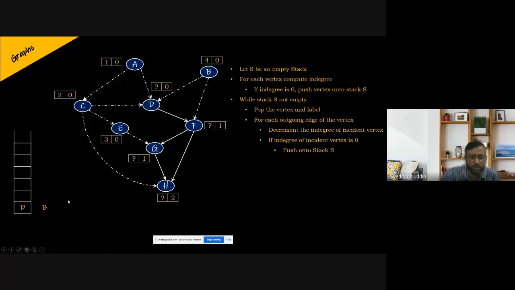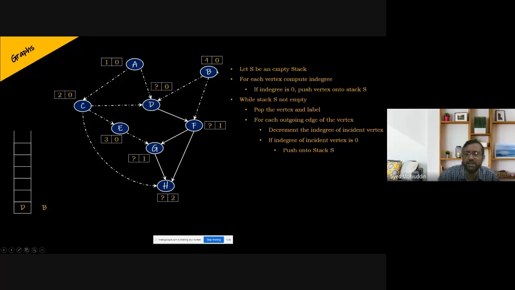Then what is left out? B was there in the stack. Then again we perform the pop operation. So B gets popped out. Don't worry about D, this should actually have been hidden here. But B is there, B gets popped out. B's label is 4 now because E was 3. B's label will be 4 because B is popped out.